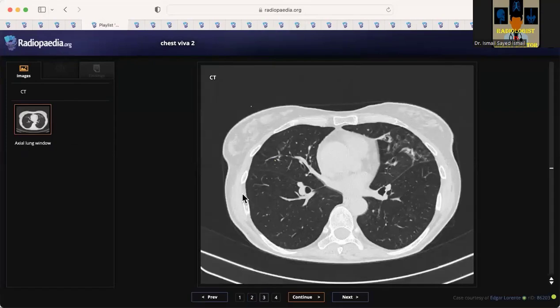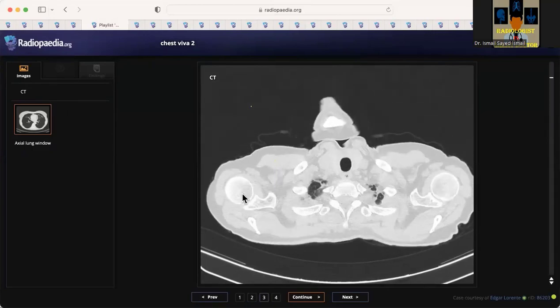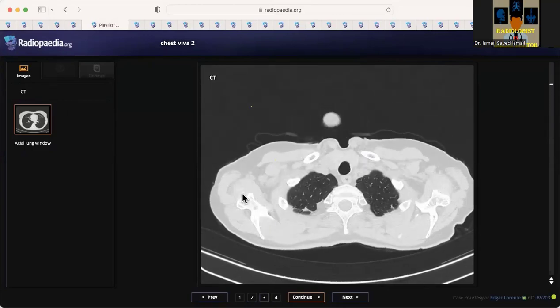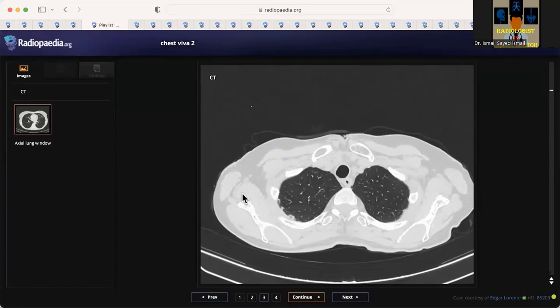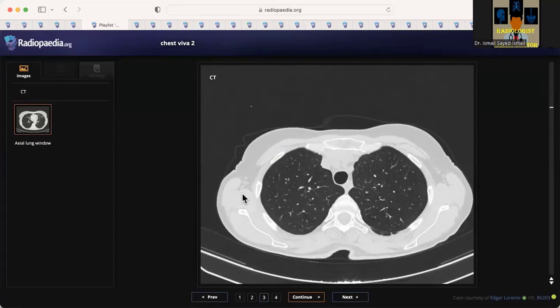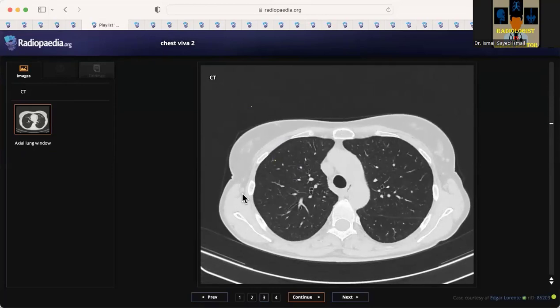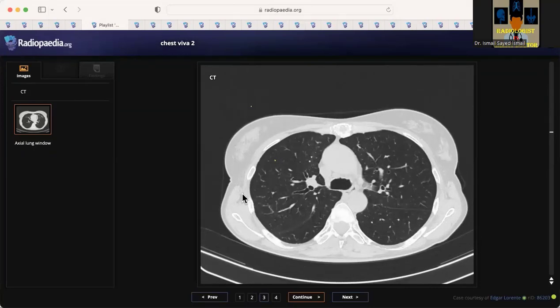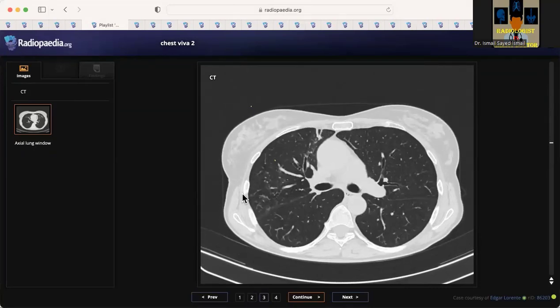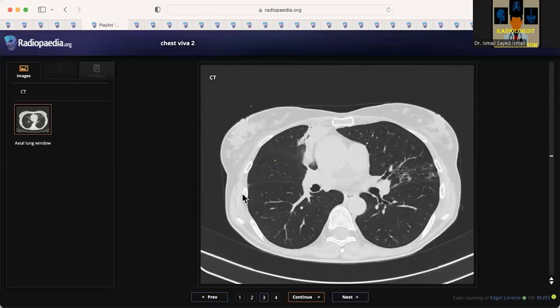Okay, yeah, so that's the chest CT. This is a CT of the chest, lung window, demonstrating reticular opacities and fibrotic atelectasis in the lingula and the right middle lobe.